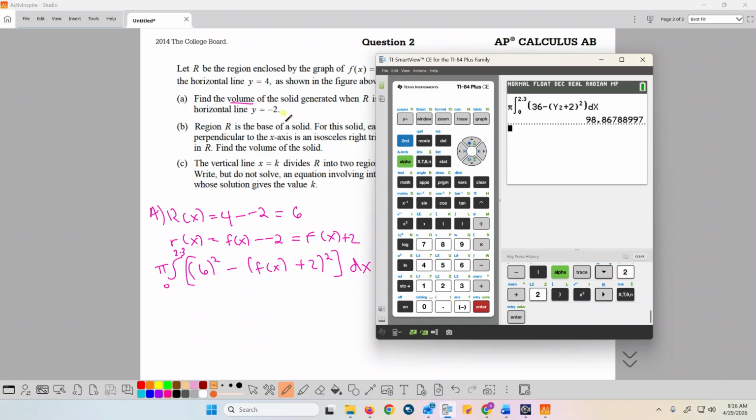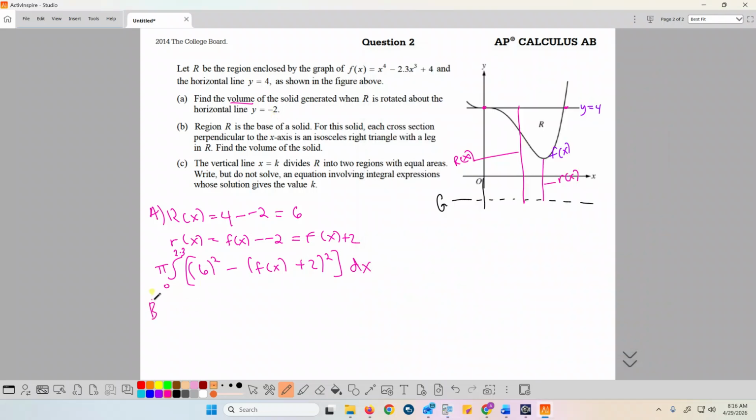All right. Okay, let's take a look at part B. Part B of the question says region R is the base of a solid, and for this solid, each cross section perpendicular to the x-axis is an isosceles triangle. What? Okay, so again, perpendicular to the x-axis would look like this, which just tells me that this is a dx question, like I said in the last one. With a leg in R. All right. Find the volume of the solid. So, well, remember that the area formula, I'm just going to write it as A of x.